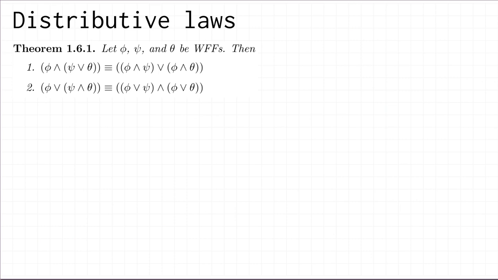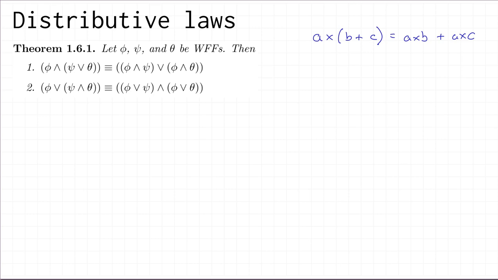Final couple of logical equivalences then are the distributive laws. So you might have heard of the distributive laws in arithmetic. People say that multiplication distributes over addition to mean that a multiplied into b plus c equals a times b plus a times c. And the distributive laws in logic say the same thing, only instead of multiplication and addition, you have and, or.